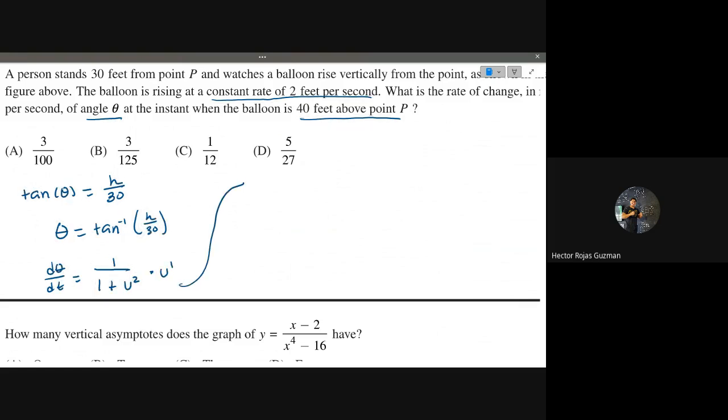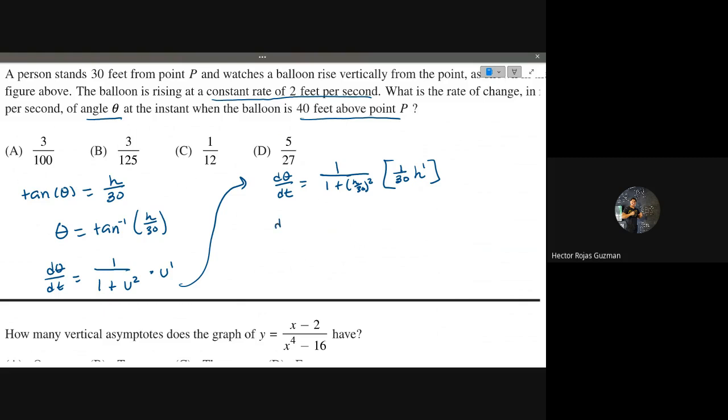d theta dt equals 1 over 1 plus (h over 30) squared, times the derivative of h over 30. Think of it as 1 over 30 times h. So its derivative would be this.